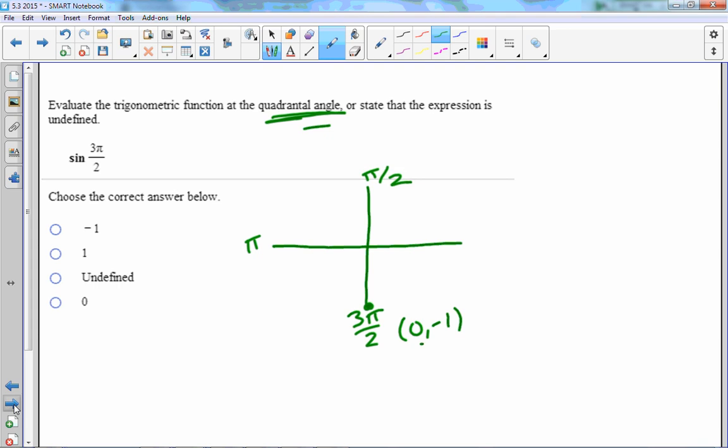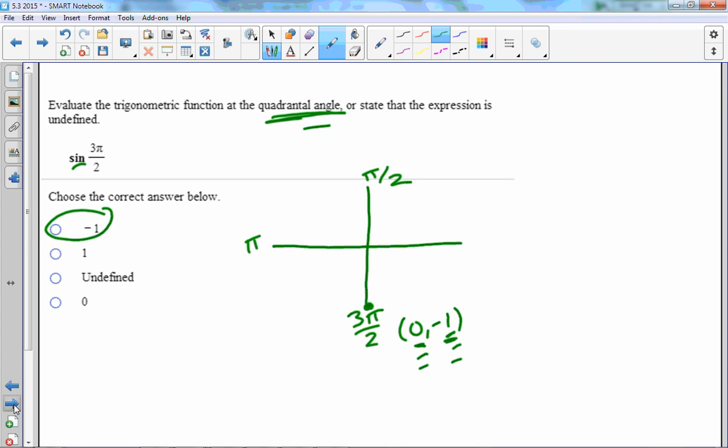Okay, now let's review on the unit circle. What does the x-coordinate tell me? The cosine. All right, the y-coordinate is the sine. A tangent is the sine over the cosine, which in that case would be undefined. And then cotangent is cosine over sine. Now this one's asking for the sine. So the sine there is just the y-coordinate, so it would be negative 1.